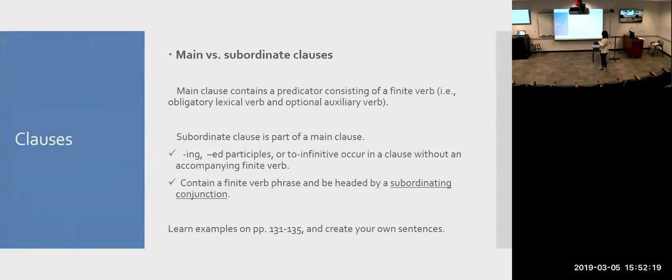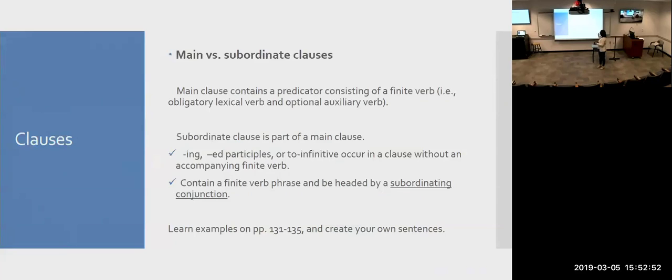Let me give you an example for the ing one. For example, you say, "Listening to music, Mary is cooking," right? So you know, "listening to music" should be the subordinate or the main clause? Subordinate, because this ing shows you that this is a subordinate clause. Then how about "Mary is cooking"? Then it's the main clause.